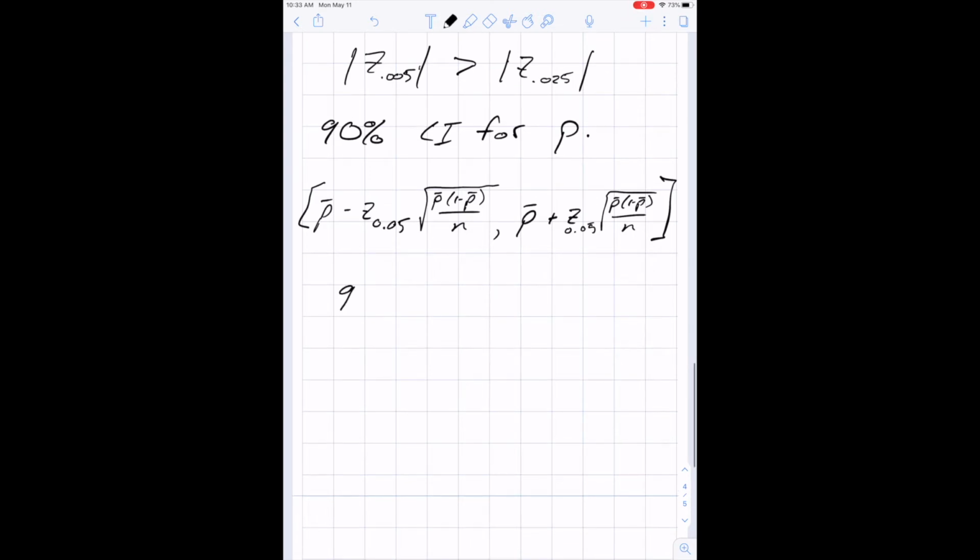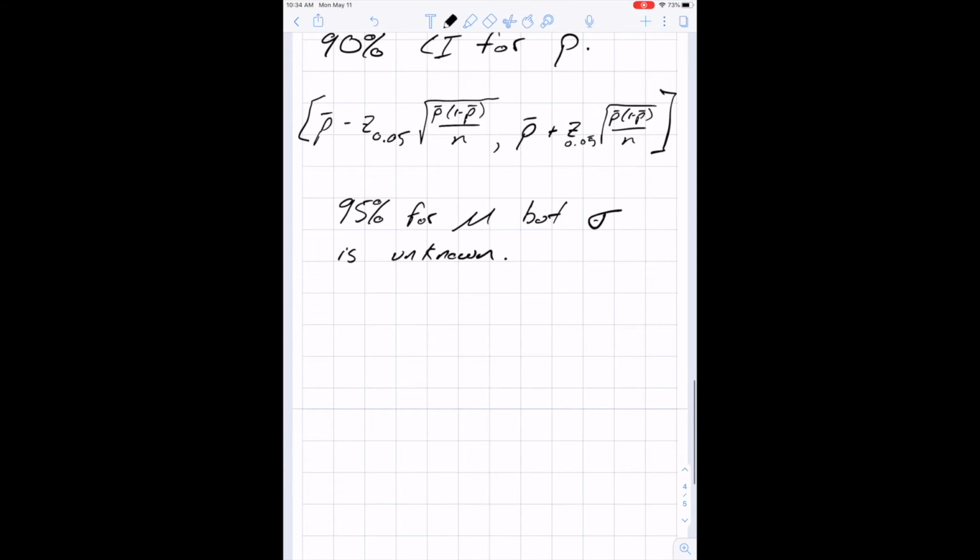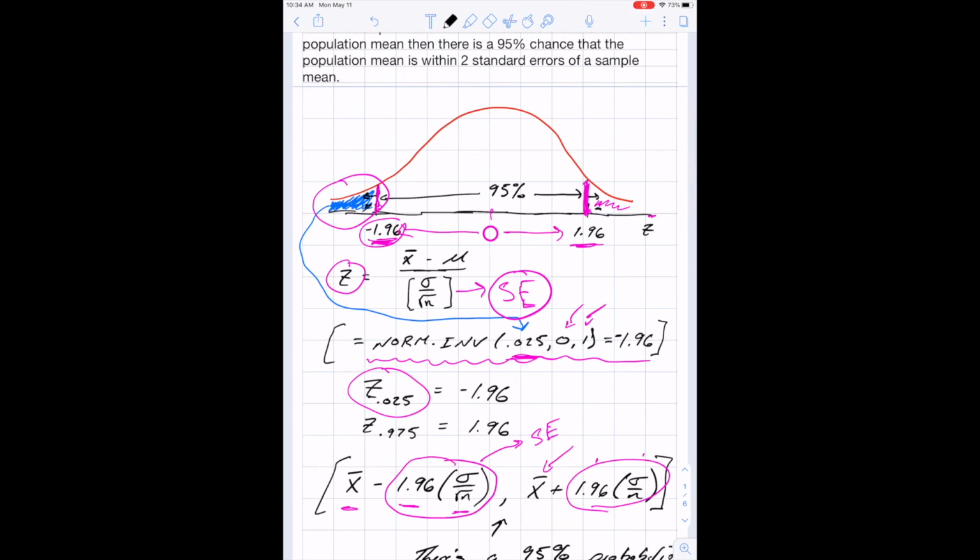Let's do 95% for mu, but sigma, the population standard deviation, is unknown. So a couple things are going to change now. We're going to have x bar minus t 0.025. So now we're using a t distribution, which is going to be a little bit wider than a z distribution. The absolute value of t 0.025 is going to be greater than the absolute value of z 0.025 because this distribution up here gets wider when we're using t instead of z.